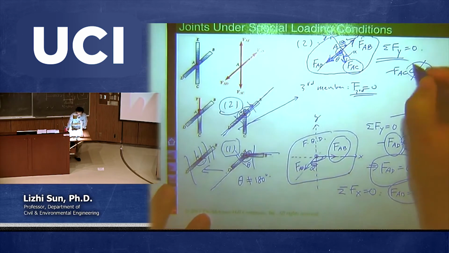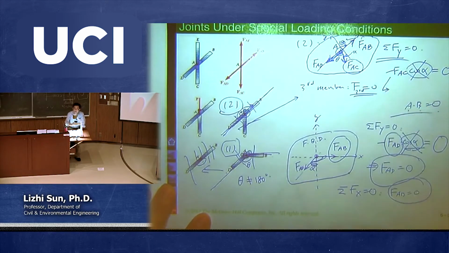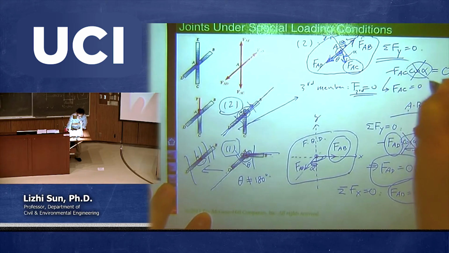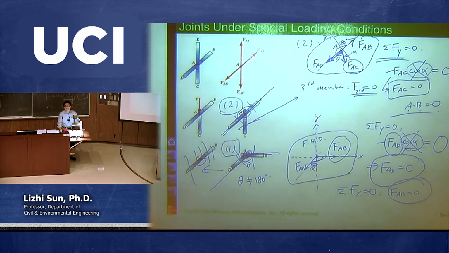If alpha cannot be 90 degrees, you still have to make sure Newton's equation is satisfied. So then you have to agree FAC equals 0. What does that mean? That means the third member should have 0 force. Any questions?